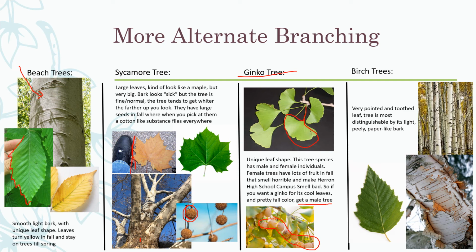Okay, then we've got birch trees. Birch trees are very obvious looking. They have a generally simple looking leaf shape, but they're doubly toothed, so they've got all these teeth along all of their edges. But what's really noticeable about them is the fact that their bark is very peely and paper-like.